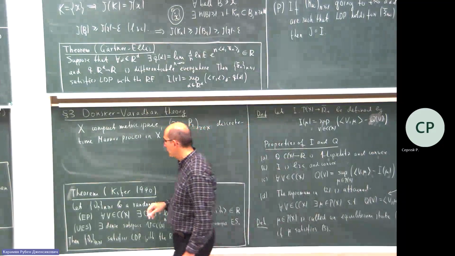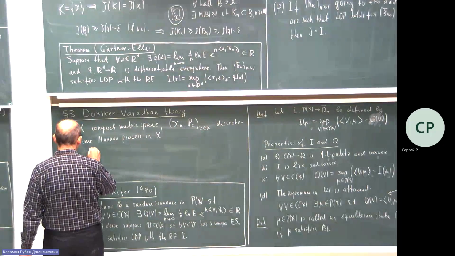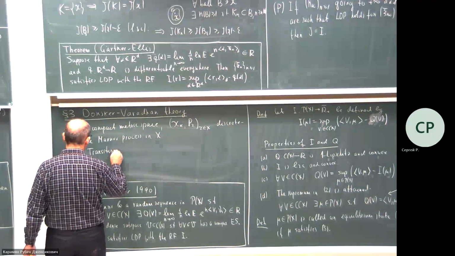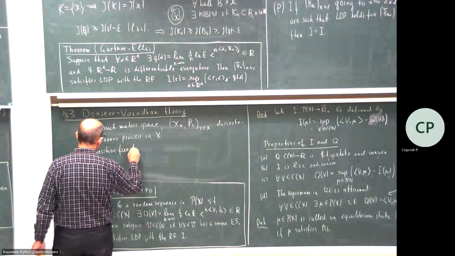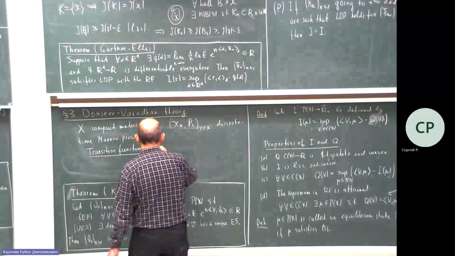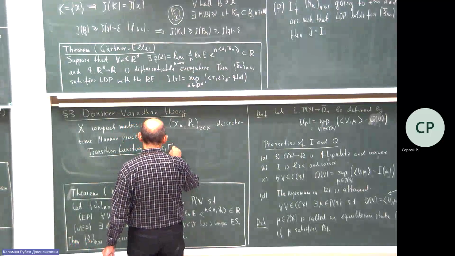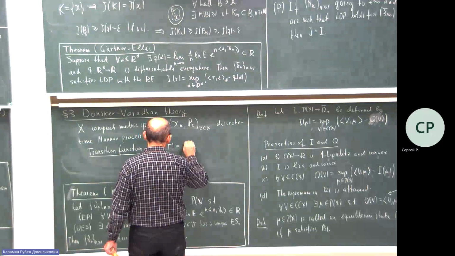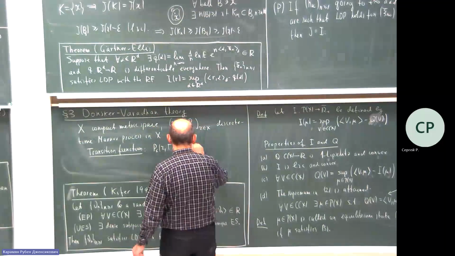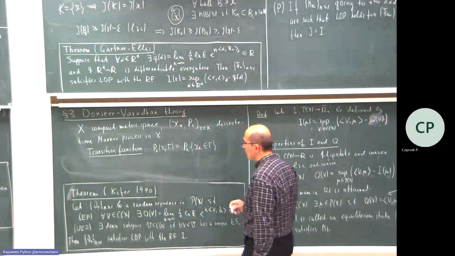Then I can define two objects. The transition function. What is the transition function? It depends on the integer k, which is the time, on the initial point x, and the set gamma. This is the probability that the process starting from x belongs to gamma at time k.